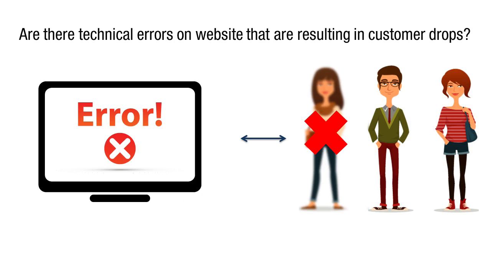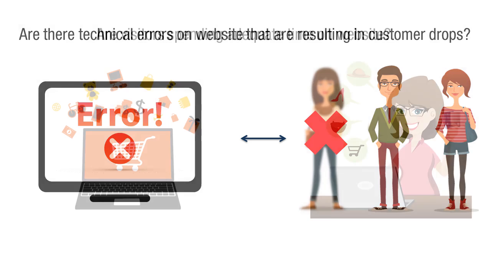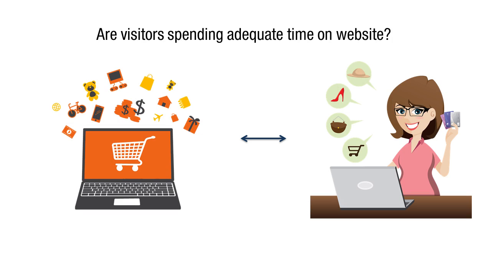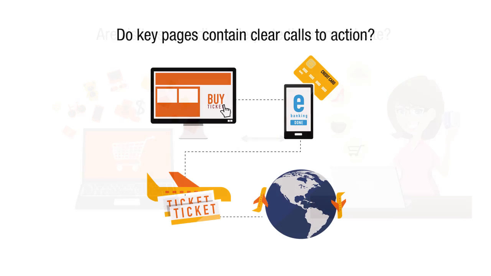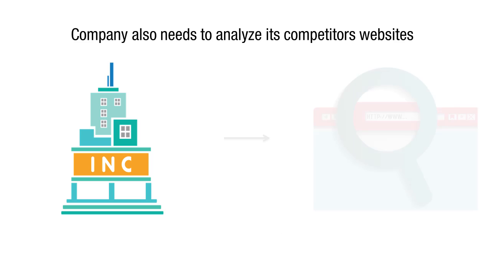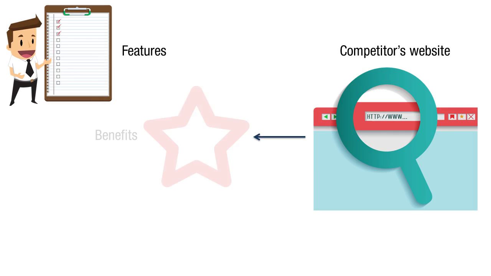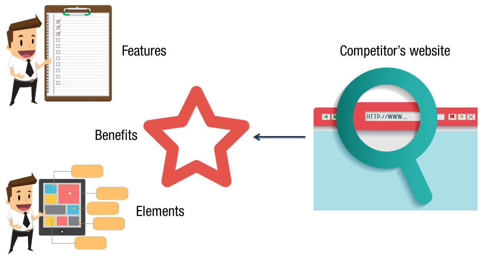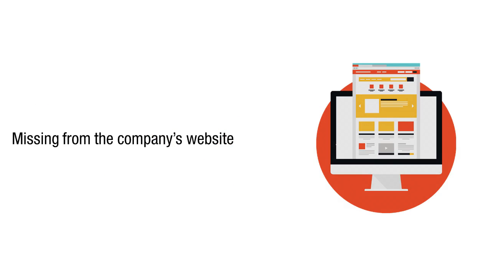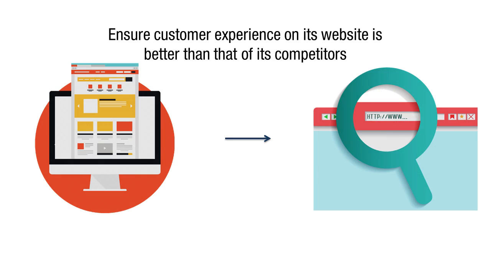Are there any technical errors on the website that are resulting in customer drops? Are visitors spending adequate time on the website? Do key pages contain clear calls to action? A company needs to analyze its competitors' websites to see if they have some features, benefits, or other elements which improve the customer experience and which are missing from the company's website. It can then take action to ensure that the customer experience on its website is better than that of its competitors.